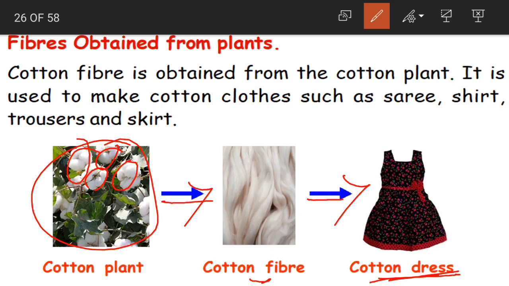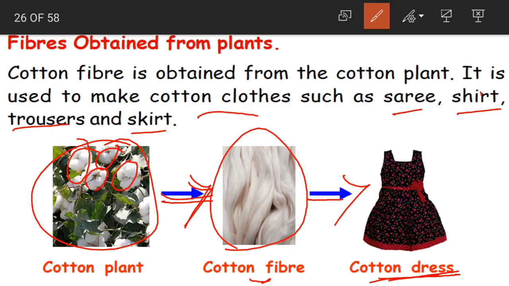Okay, so what is the cotton used for? It is used to make cotton clothes such as sari, shirt, trousers, skirts, bed sheets, curtains, towels, rugs. So many things from cotton. Okay, children. So basically, where do you get this cotton from? The plant. See here in the picture, it is very clearly shown to you. Cotton is turned into cotton fiber, then turned into a cotton dress.